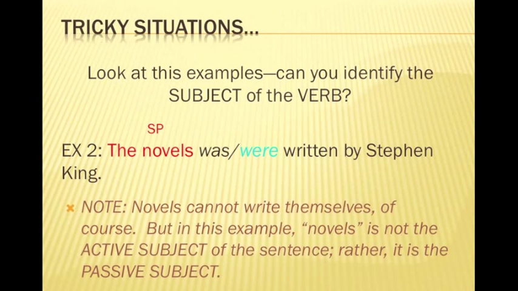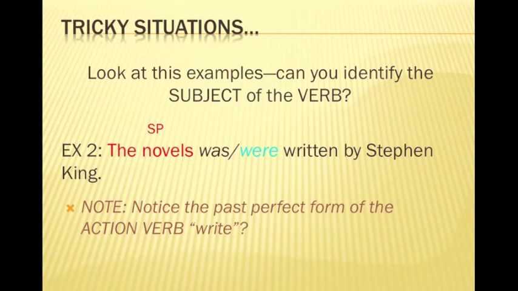So in this example, though, we have to think about it in a different way. You see, novels is not what you would refer to as the active subject. You see, novels don't write themselves. So in this case, something else or somebody else has written these novels. So we would refer to the novels as the passive subject. Now, you may remember what active and passive means, but let's review.